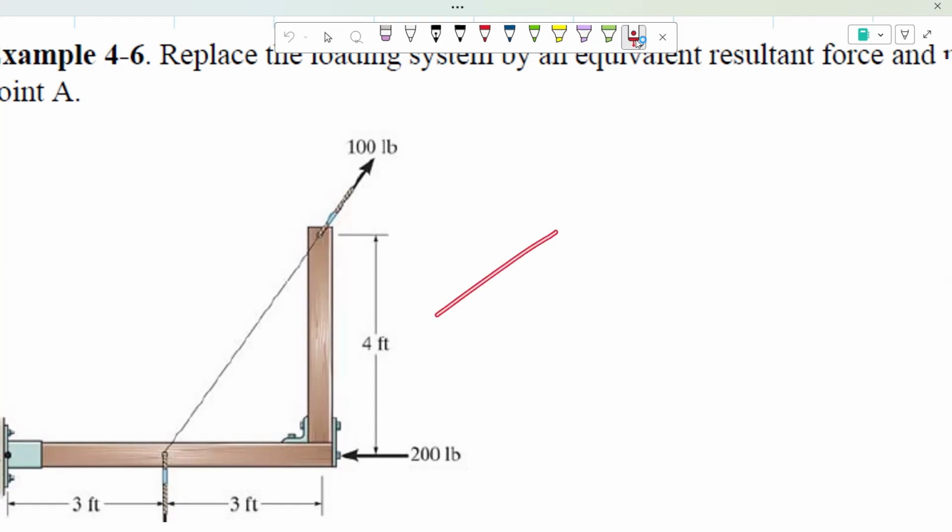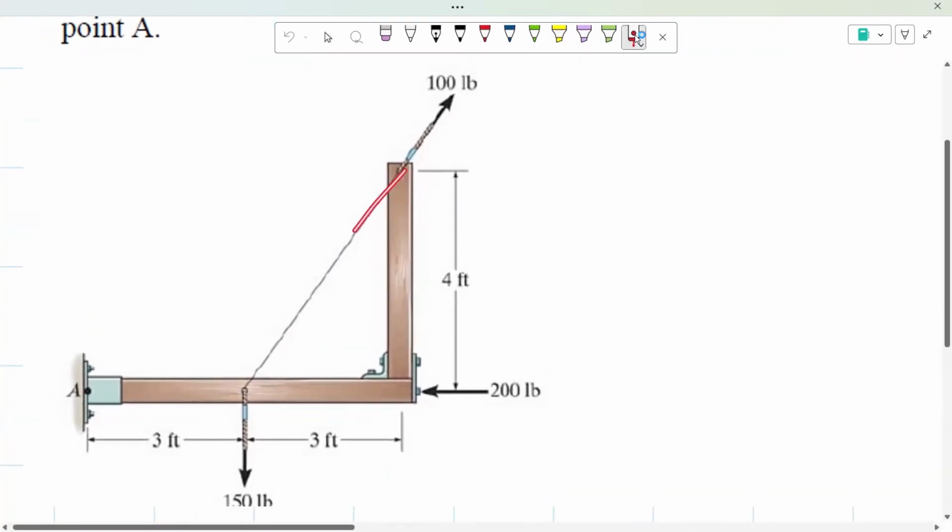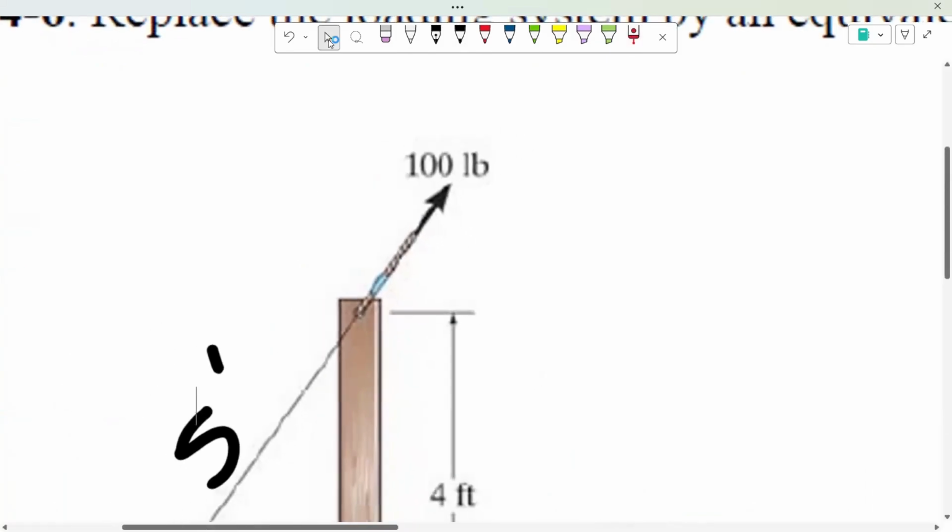As you guys could see, the first thing that we're going to do is take a look at this triangle right here. We know that this side of the triangle is 3 feet long. This side of the triangle is 4 feet long. And because of that, we know that this side is therefore 5 feet long. And like that, we would have our 3, 4, 5 triangle. Now that we know that, we could proceed to finding the horizontal and vertical forces of this force right here.